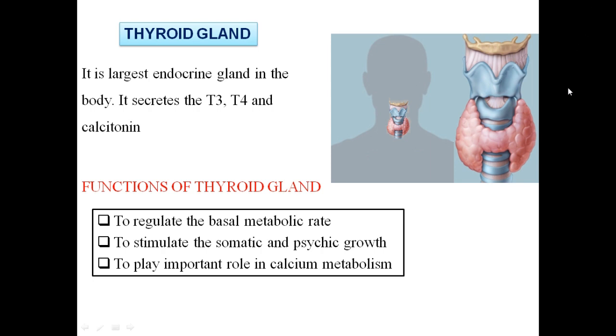Thyroid gland is the largest endocrine gland in the body. It secretes triiodothyronine and thyroxine, that is T4, and calcitonin. It has a rich blood supply coming from different arteries, and it is the only gland that depends on the external environment for raw material.